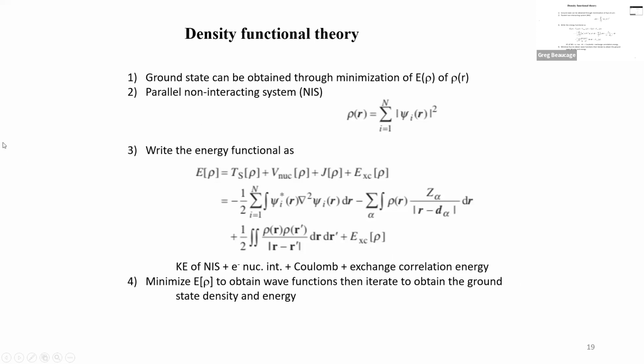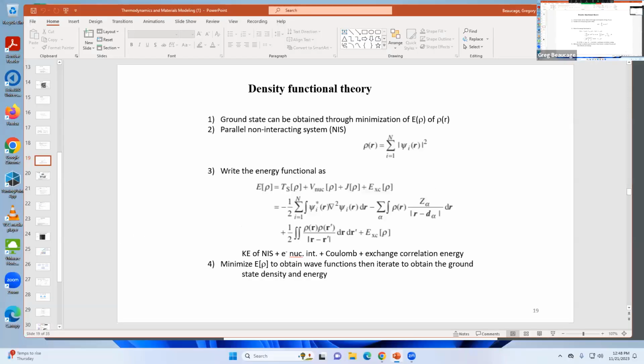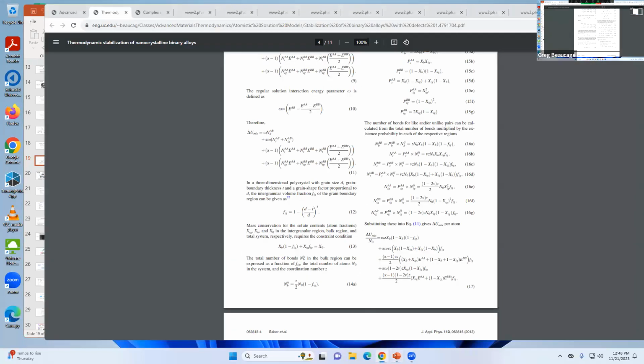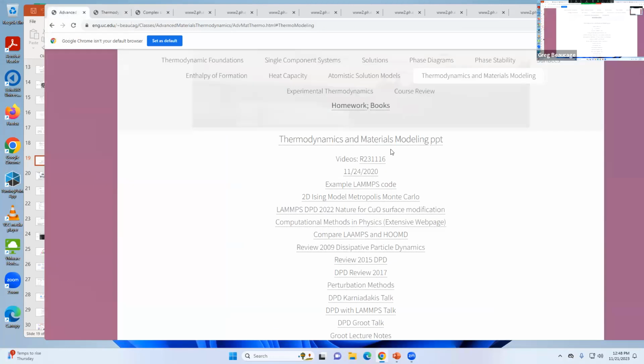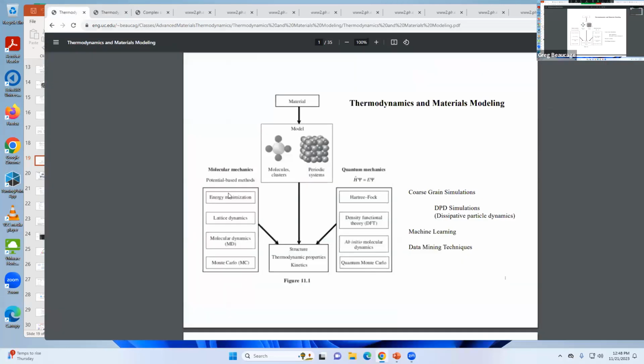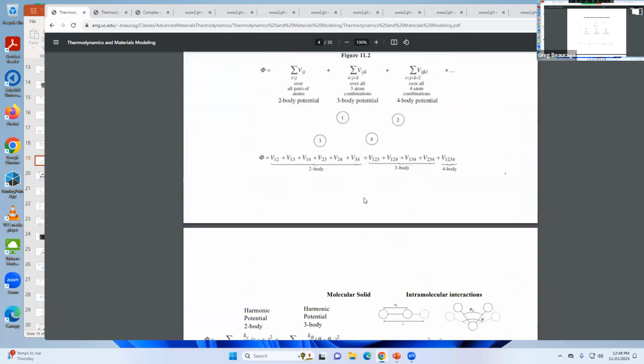This is slide 19. How come I don't have the new version of this and I just updated everything? Oh, let's see. This one will probably be the new updated version.